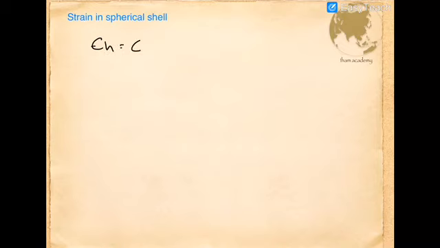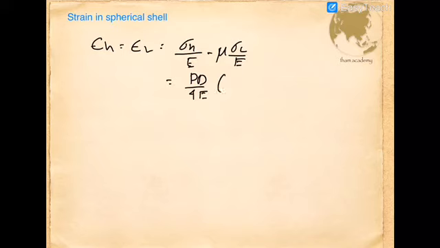So the horizontal, longitudinal or hoop strain can be found by considering any one of the stresses: sigma h by E minus mu into sigma L divided by E. Since both are the same in magnitude, PD divided by 4E into (1 minus mu) is going to be the longitudinal or hoop strain produced in the spherical shell.